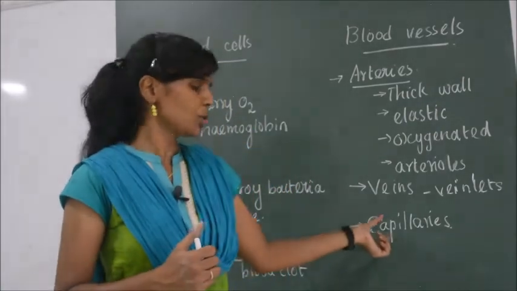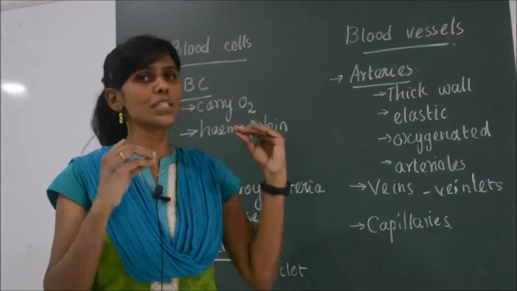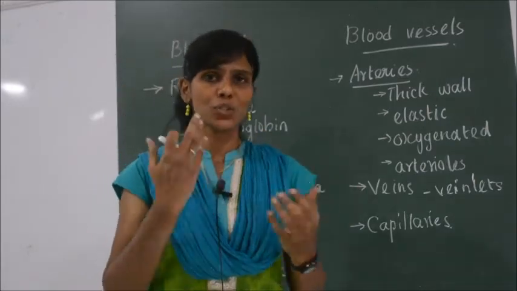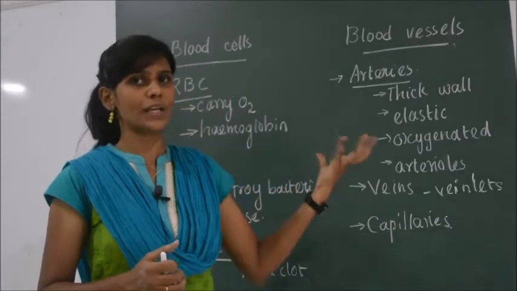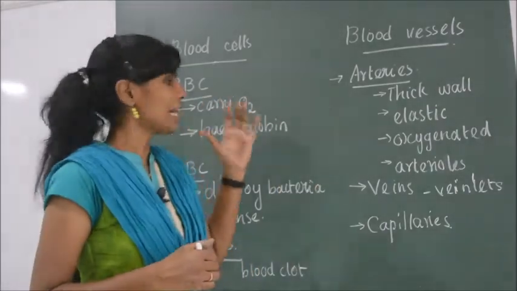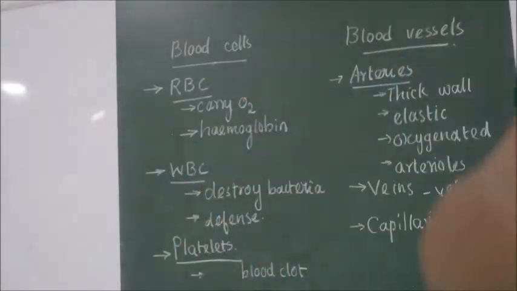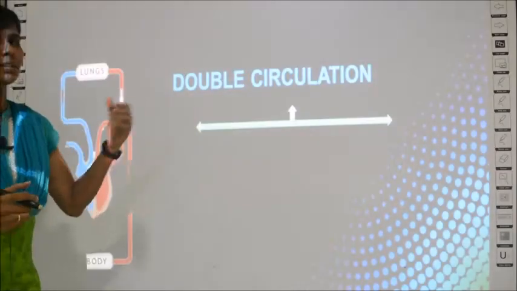And as I told you already, capillaries are the ones which will link the arteries with the veins, and it is the place where there is exchange of gases or nutrients between the arteries and the veins. So this is about the blood cells and blood vessels. Then we will revise about double circulation.